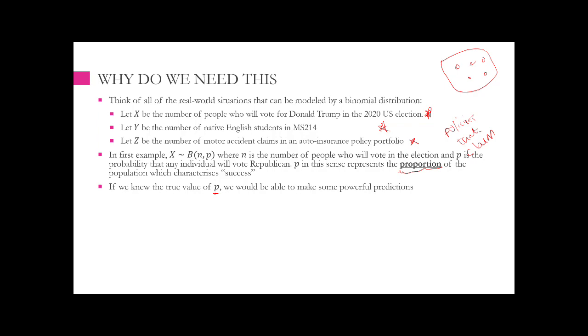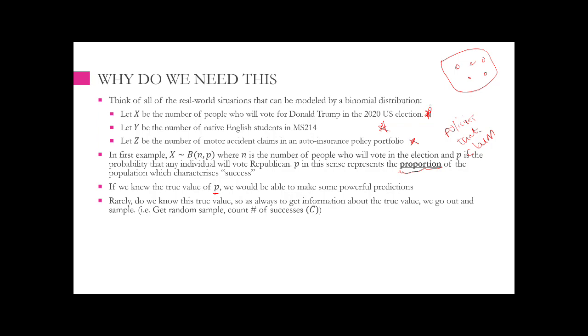And so you can see that if you know what P is, right? P is a very powerful parameter or a powerful piece of information, because if you know what it is, you can make powerful predictions using your binomial modeling of your particular situation. But it's very unlikely that we will actually know what P is, right? This P value in the election setting, right?